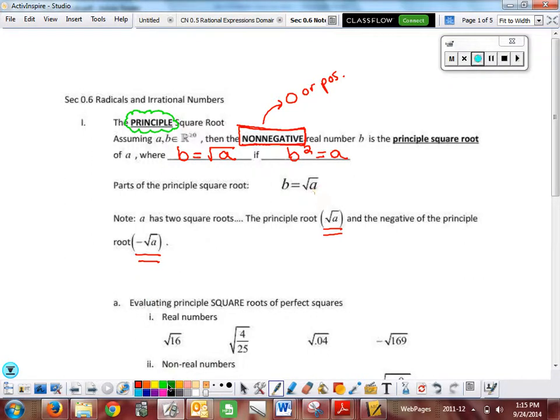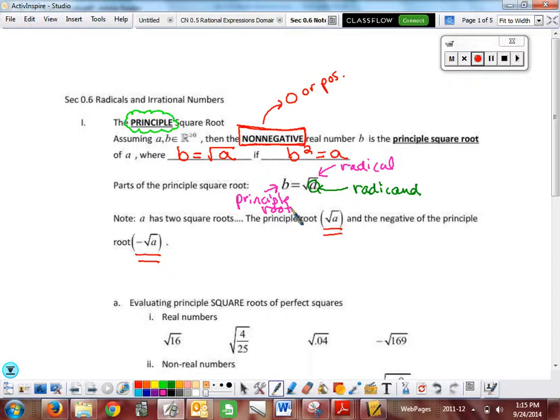All right, now the parts of your square root, the a that's underneath here, is called the radicand. Because what's the square root sign called? The radical. So we figured we'll make the radicand, the thing underneath, be related to radical. All right. And then, of course, b is going to be your principal square root. Principal root. Which really just means, hey, it's the positive one.